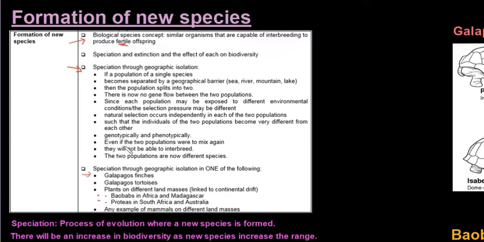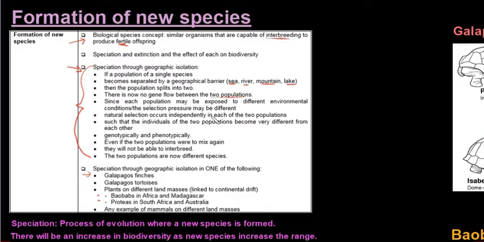So just before we do go on, let's quickly look at this recipe of speciation through geographic isolation, because it'll be a bit easier when we go on to it later on. If a population of a single species becomes separated by a geographical barrier, something that hinders or separates the two, so a sea, river, mountain, or a lake, something that is very big and very hard to cross, the population will then split into two. So there is no gene flow between these two populations, which means they cannot interbreed.